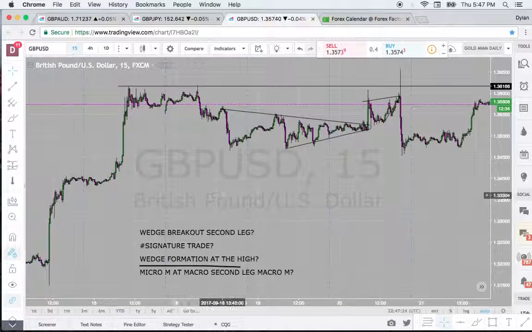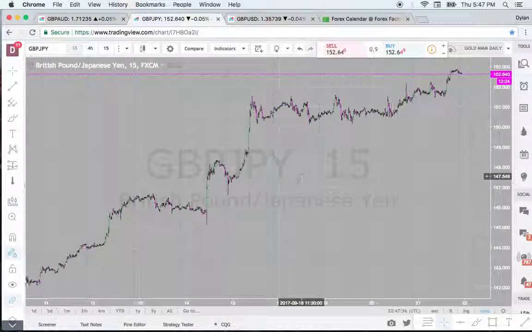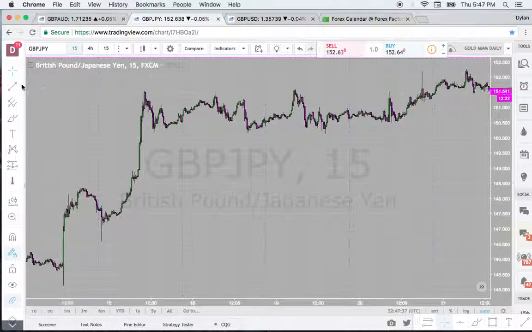But does this only work on GBP USD? Sadly, no. This works on every pair and on every time frame, you guys. Okay, GBP JPY, let's look at it. Here we have the high at 151.5.